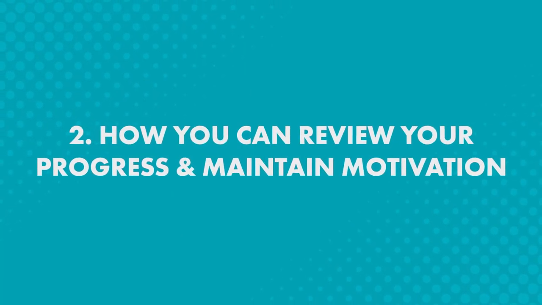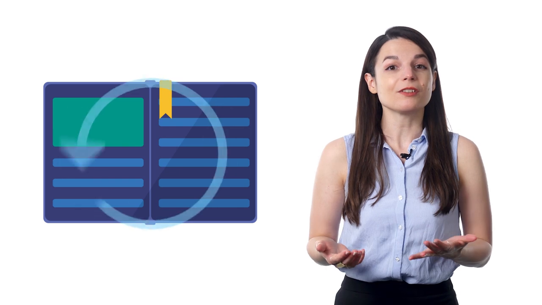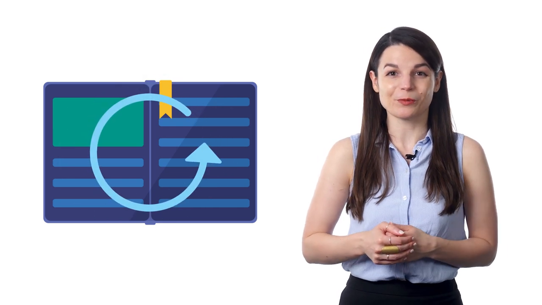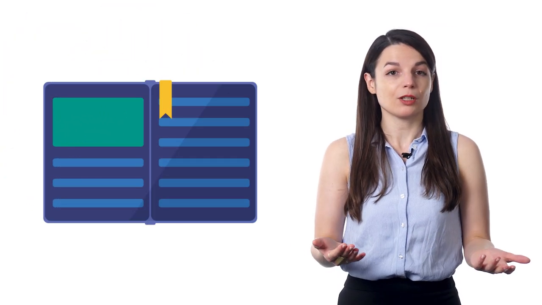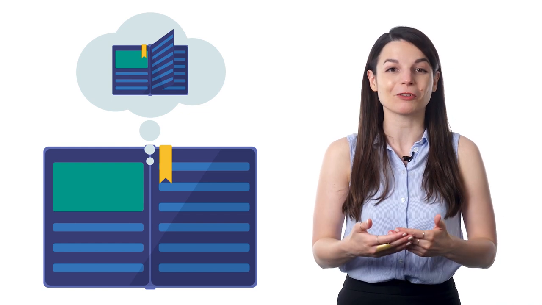2. How to review your progress and maintain motivation. How do you review your progress? First, you always set small, measurable goals and always track results. The study resource you're using can be used for your review as well. It's easy to get demotivated and think that you've learned nothing. But if you're using a textbook, for example, you can set a number of pages, and that can be a really good motivator, something to reach for.